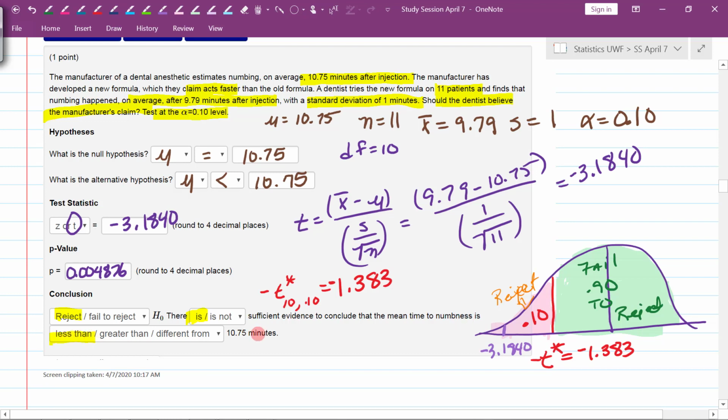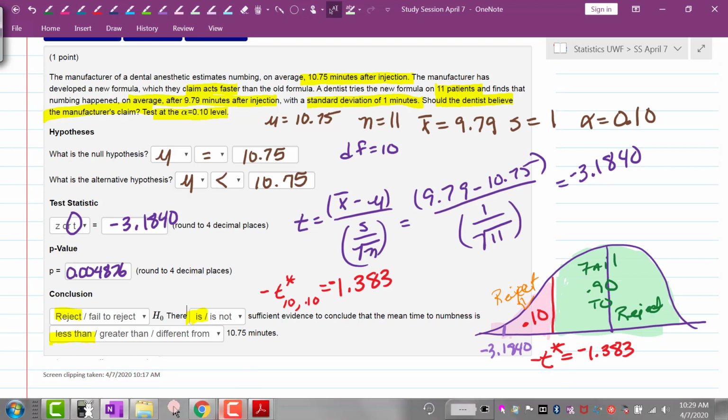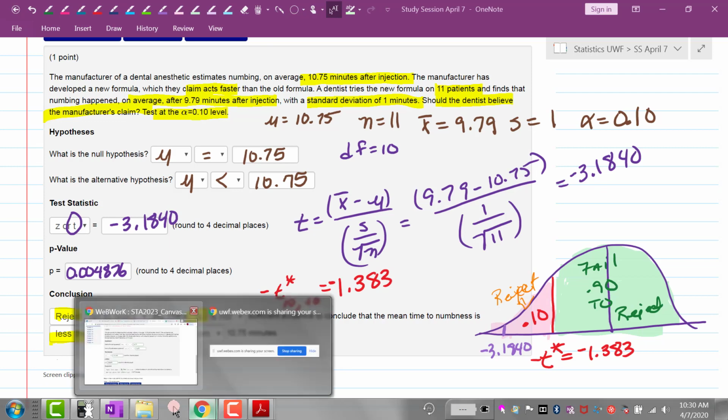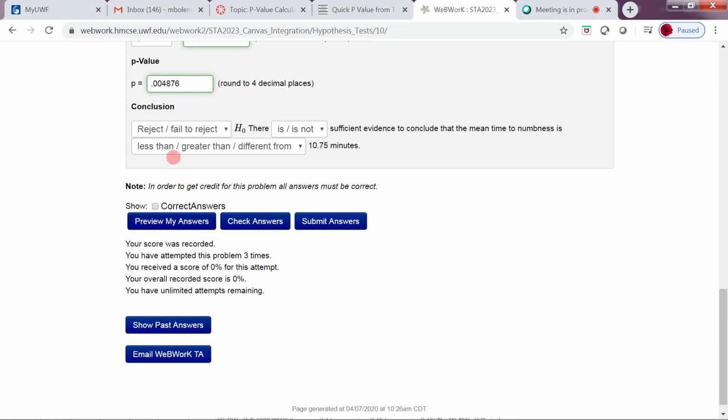So we'll go ahead and fill all of that in real quick on the rest of our WebWork. And so we are going to reject because there is sufficient evidence to prove that it is less than, and submit.